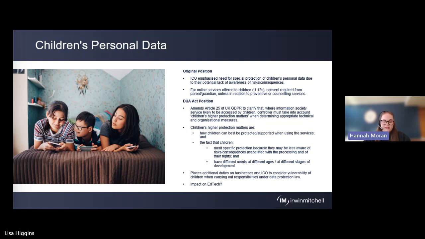So the GDPR Act reinforces that children's personal data should have a higher level of protection, particularly where children are likely to access information society services. So these services are things like social media, streaming services, and apps. This means when it comes to EdTech, it's important to understand how the educational platforms and apps that you might use within school and college are put together and how they work. And it's something that you should consider when you're doing your due diligence on your EdTech providers.